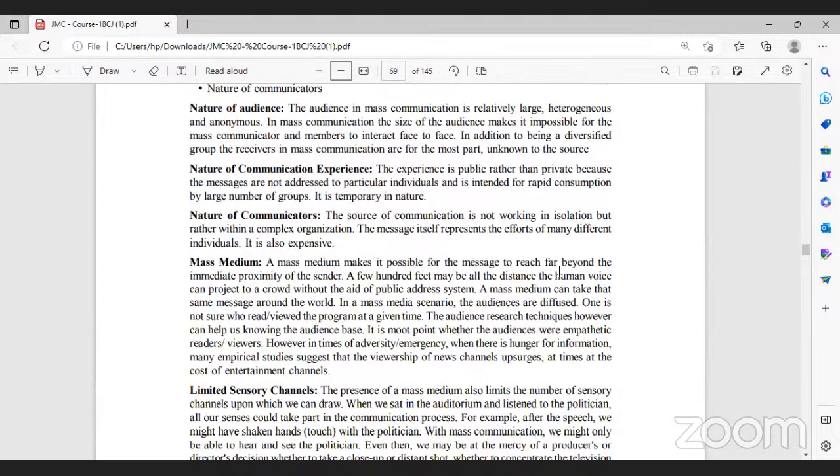The source of communication doesn't work in isolation, but works within a complex organization. How can we say that it works in a complex organization? Because the message itself represents the efforts of many different individuals. Reporter, sub editor, if it is a newspaper, you have printing, then you have page making, and when we come to television, you have video editors, pre-production, production, post-production. So that way, the nature of communicators does not go with one person. Therefore, it is also expensive.